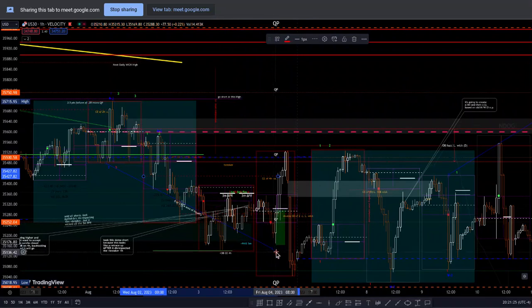I was a buyer at 8 a.m. I think I got in at like 8:20, and I got out at the consequent encroachment, even though it went up here too.